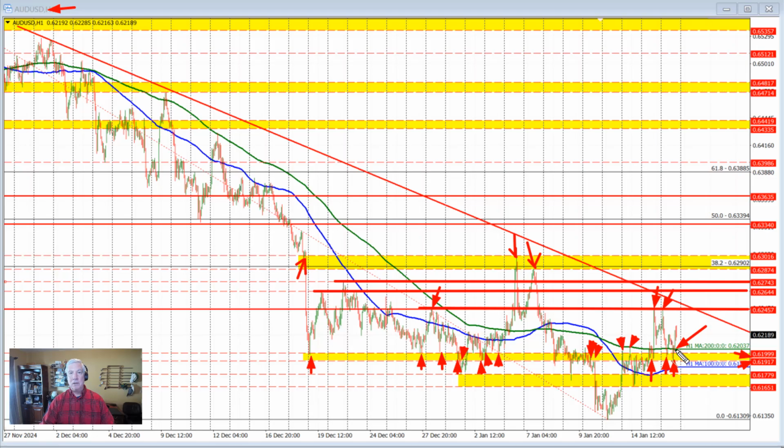On the downside, we're going to need to get back below the 200-hour moving average to hurt the buyers, give the sellers more confidence, and then below the 100-hour moving average, which did find support right here yesterday before moving to the upside. So that's my technical look at the Aussie versus U.S. dollar. Lots of ups and downs, but the buyers are trying to make a play. We'll see if they can keep that momentum going.